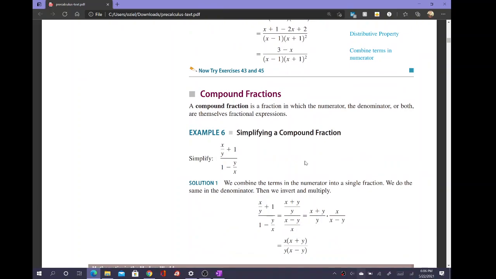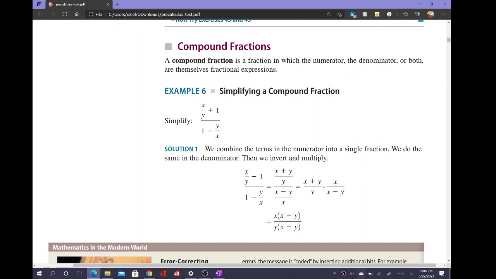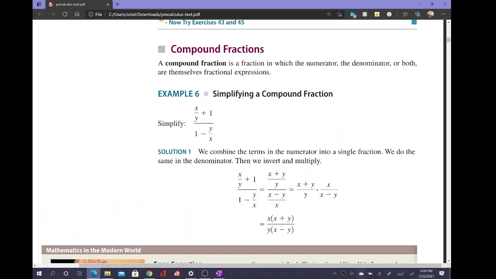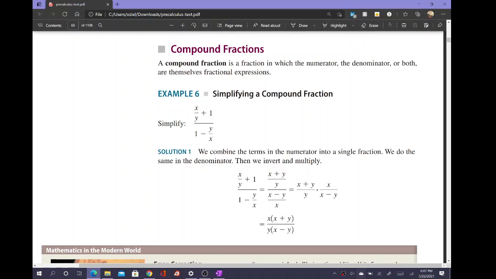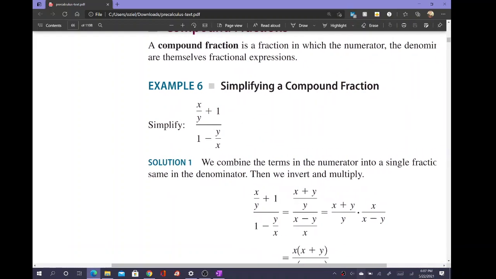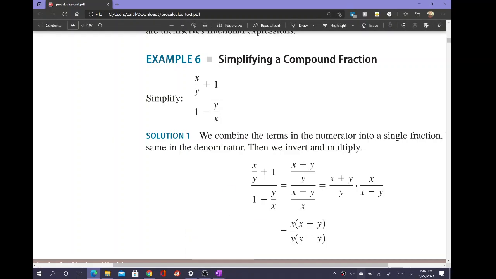Okay, so compound fractions. It says a compound fraction is a fraction in which the numerator, the denominator, or both are themselves fractional expressions. In reality, it's just good to know this, because it shows that we have a good sense of algebra. We know how to do this if we are ever given something like this in precalculus or in trig. Once you do trig, there are going to be trig expressions where you're going to have to know how to simplify things like this.